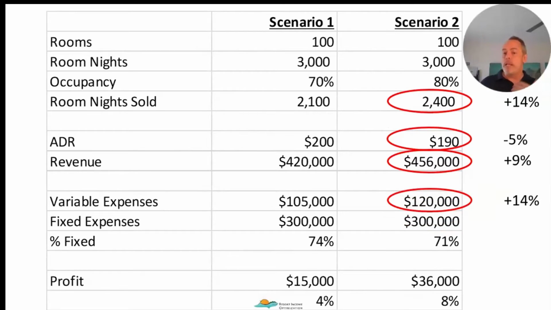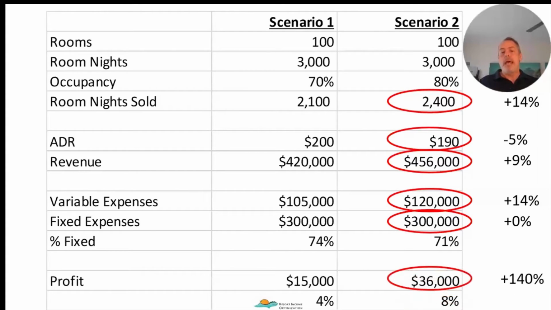Your variable expenses, by definition, they vary based on volume. So they go up by 14%, which is the same amount as volume. But your fixed expenses, by definition, are fixed. And so this is a simplified example. So those stay at 0% growth. And the profit goes up by 140%.